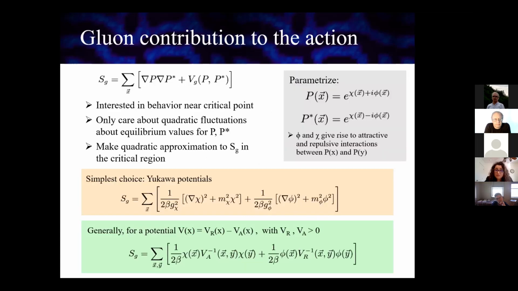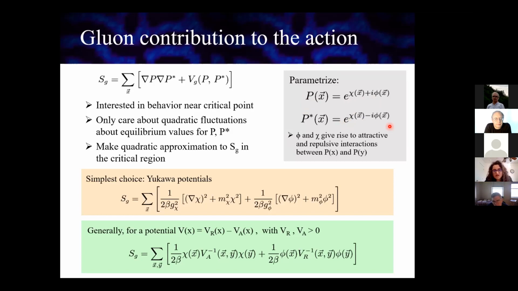Now, how are the gluons going to contribute? First, I'd like to parameterize the Polyakov loop as e to the chi plus i phi, and e to the chi minus i phi for the conjugate. These phi and chi fields are exactly like we saw in our Z2 model. They'll be what we're analyzing, and they're going to have this PT property. Phi and chi give rise to attractive and repulsive interactions between the two terms. The attractive and repulsive interactions, of course, we know give rise to patterning behavior.